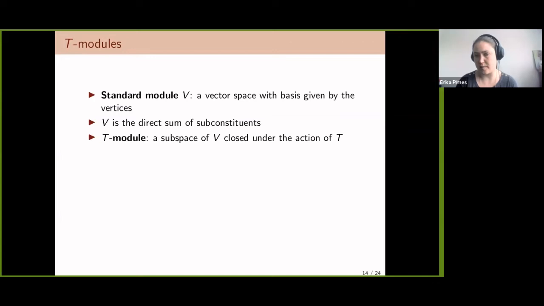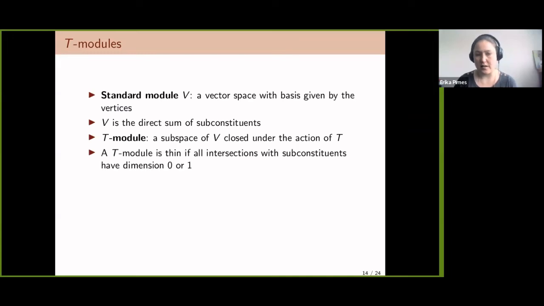And what is the T module? It's a subspace of V closed under the action of T. So for all matrices in this algebra T, if I act on the subspace, I'll still stay in the subspace. And a T module is called thin if all intersections with subconstituents have dimension 0 or 1. Basically, this implies that for a thin T module, we can find a basis so that every basis vector belongs to a different subconstituent. So it's a nice condition.